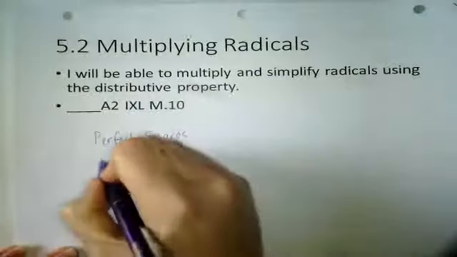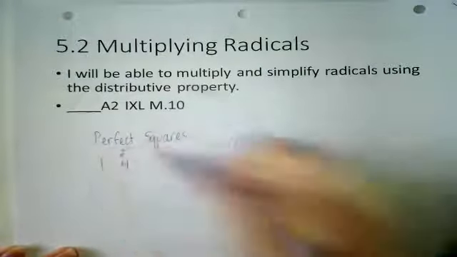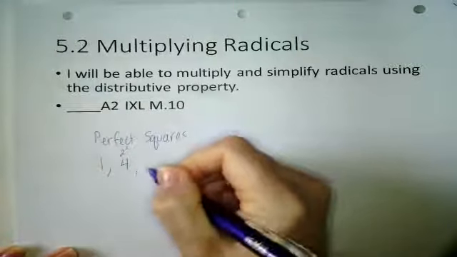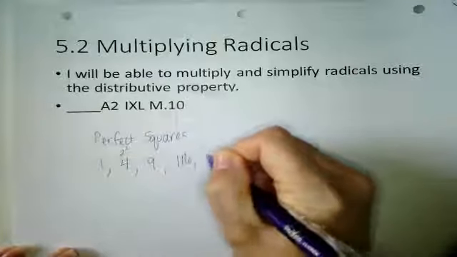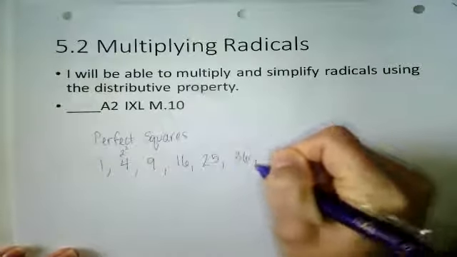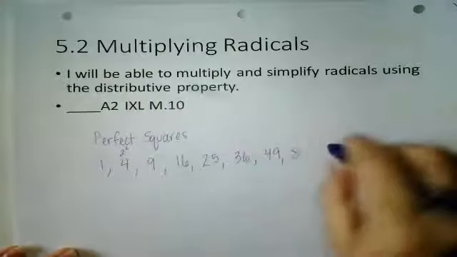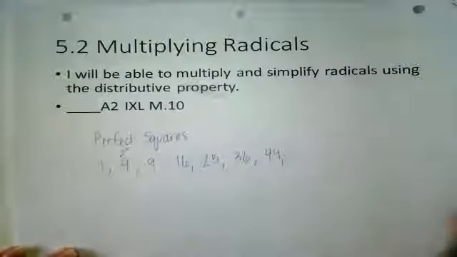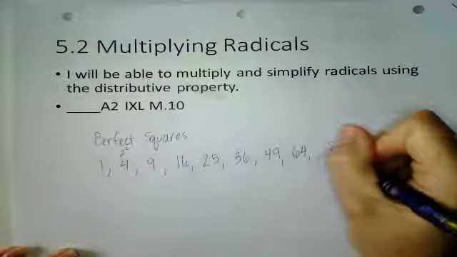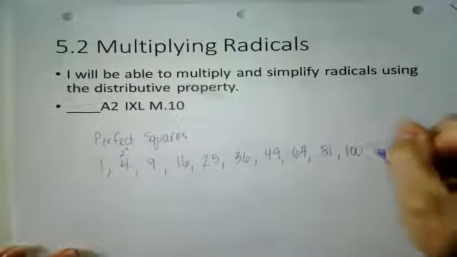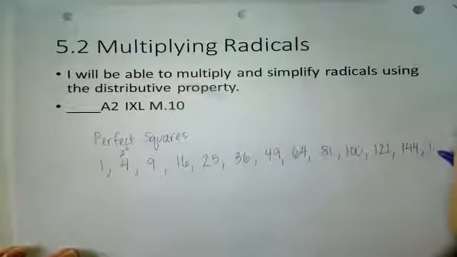One squared is one. One is a perfect square. 2 squared is 4. So remember, we're doing 2 squared equals 4. Another one, 9, 3 squared, 16, 25, 36. That's 6 times 6. 7 times 7 is 49. 64. Skipped one. 64. That's 8 times 8, 8 squared. 81, 100, 121. 11, 12, 144, and 13 is 169.